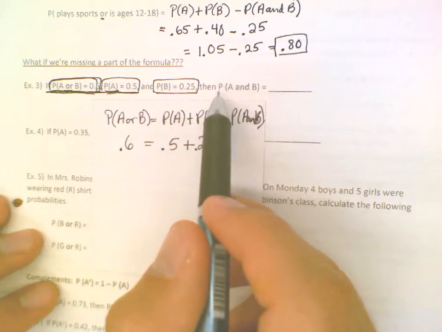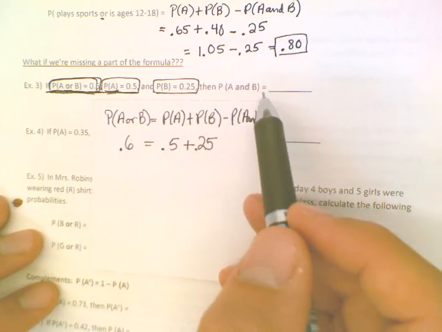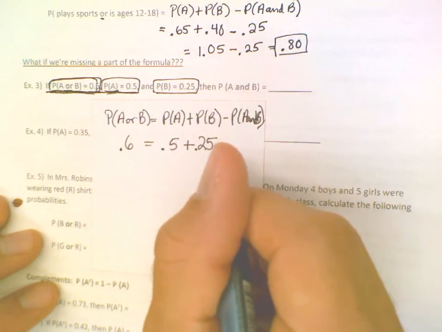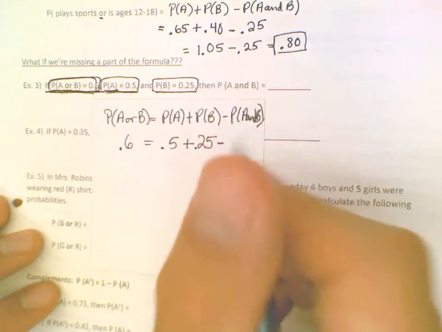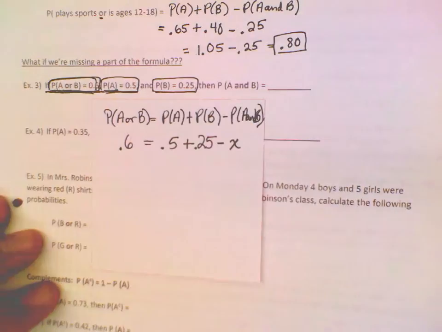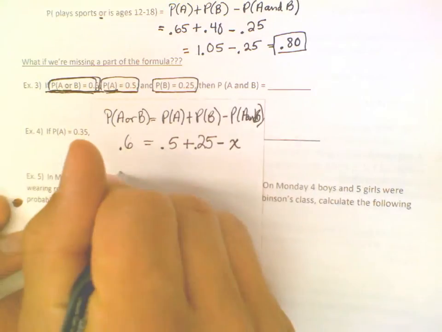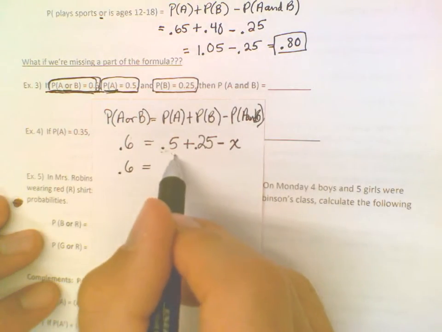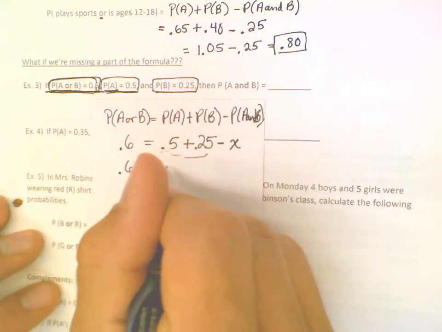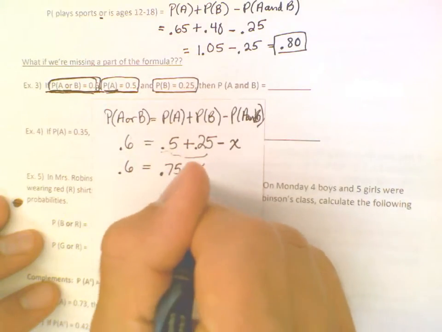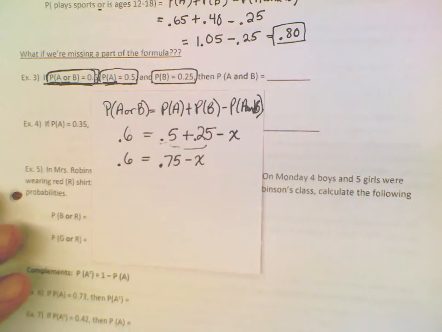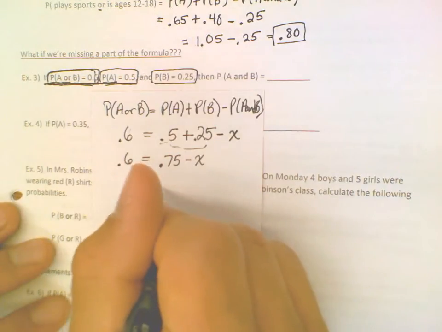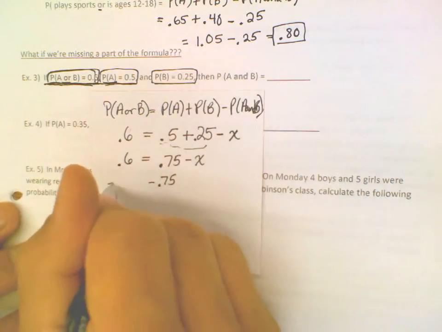Now, we do not know what the probability of A and B is. So we can either leave it as probability of A and B, or we could call it X. I'd rather stick to X. A lot of people would rather stick to X. So now you have 0.6 equals 0.5 plus 0.25 adds up to 0.75 minus X. How would you solve that? Well, you'd subtract 0.75 from both sides.